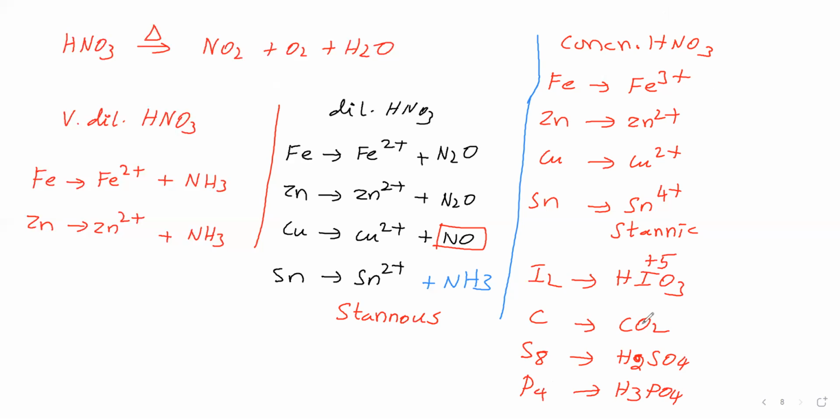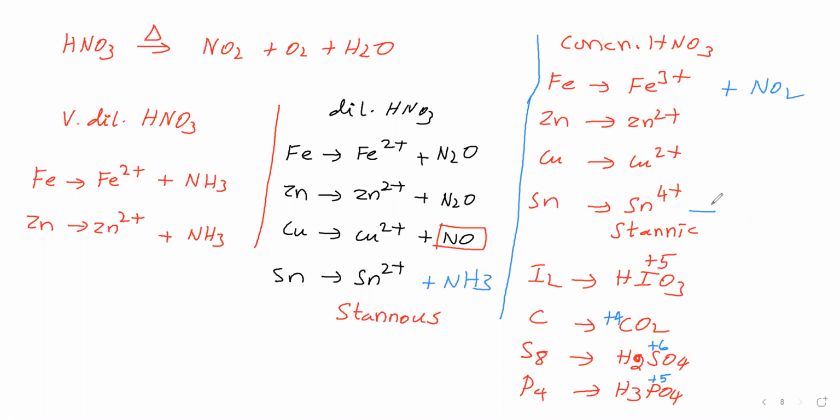Now here phosphorus is having maximum oxidation number. Sulfur is having maximum oxidation number. Carbon is having maximum oxidation number. Iodine alone is not having maximum oxidation number, that is +7, but it shows +5. In all the cases, nitric acid will become NO2. Concentrated nitric acid will convert into nitrogen dioxide in all the cases. Now ferric takes nitrate and becomes ferric nitrate, zinc nitrate, cupric nitrate.